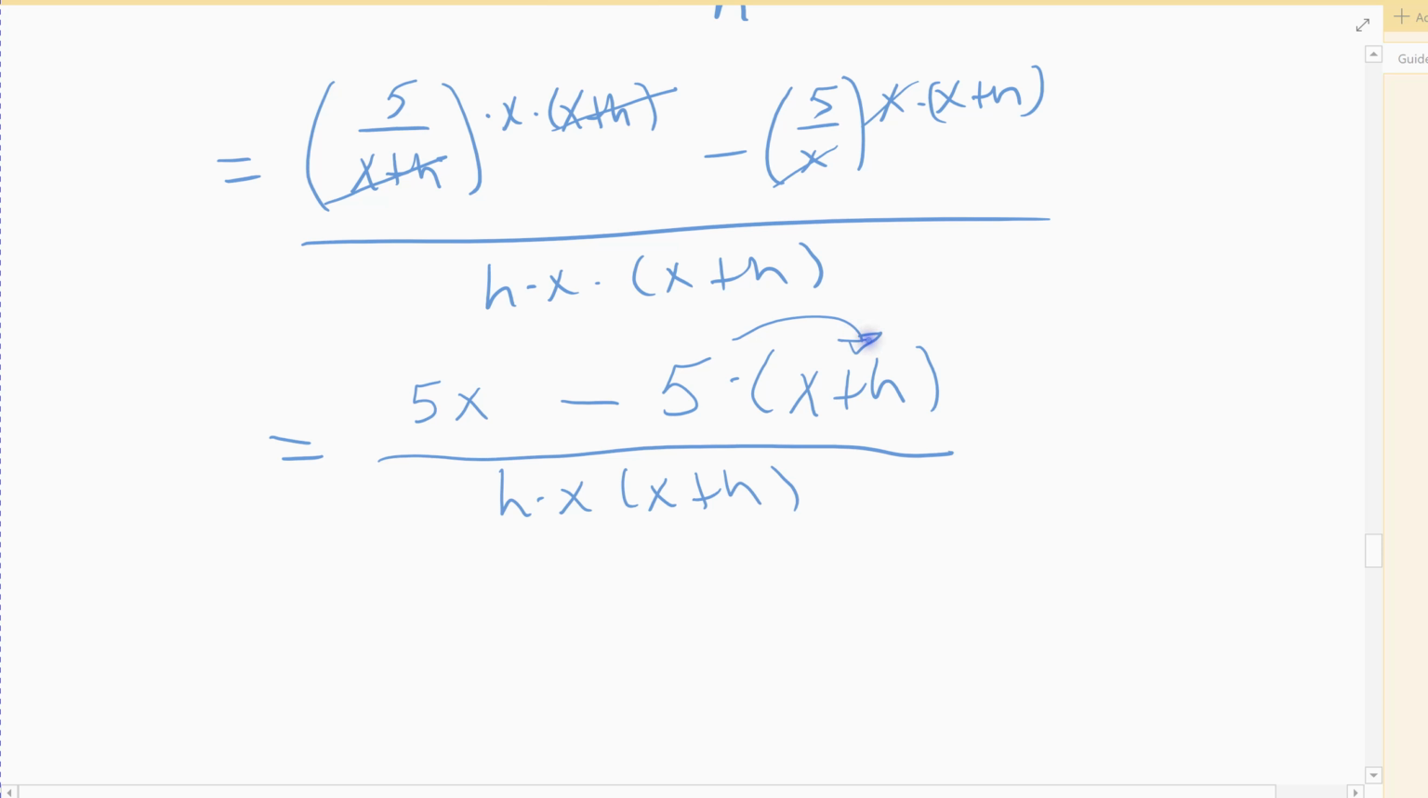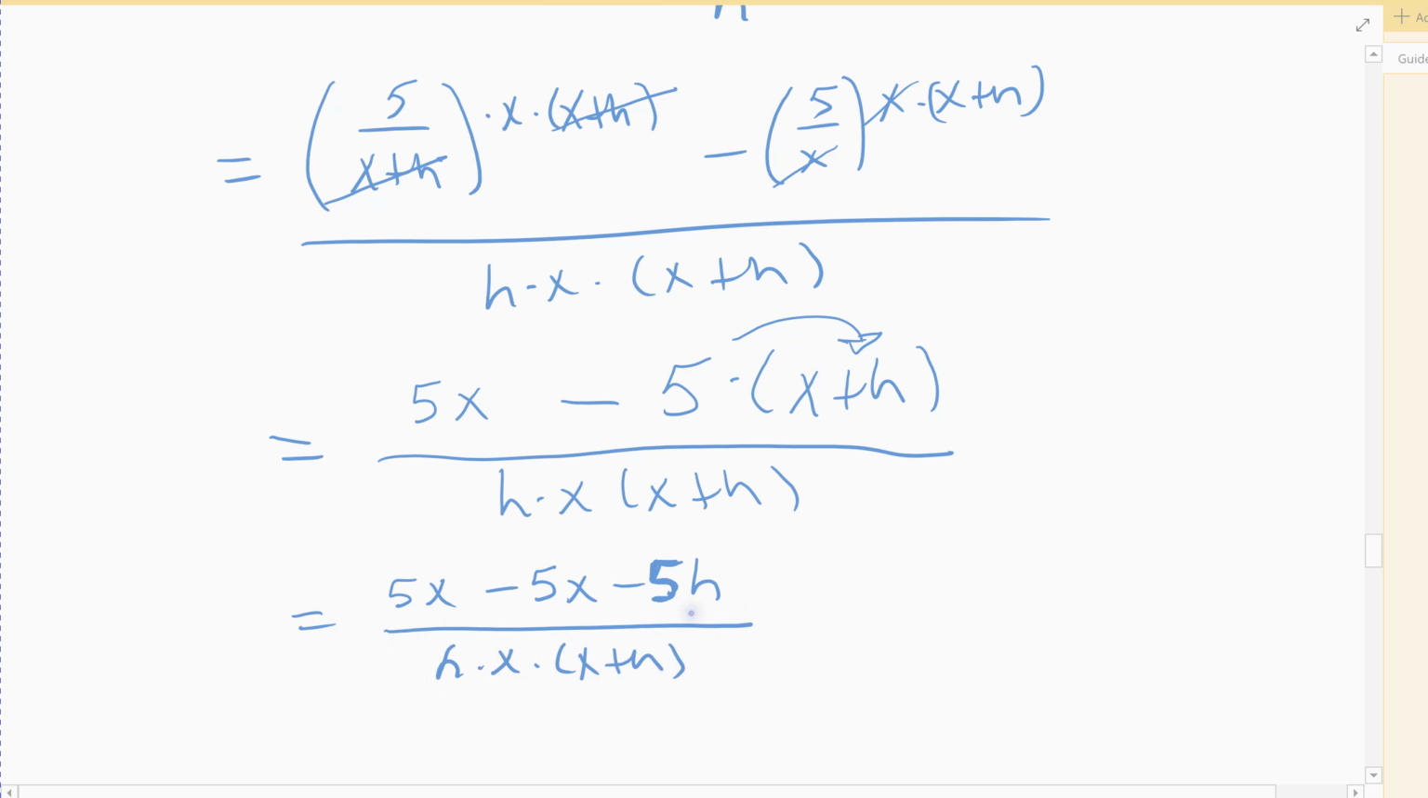It's important that you need parentheses because that negative 5, it's important that it's negative, needs to distribute. So I've got 5x minus 5x minus 5h. And if a student's going to make a mistake, the most common mistake I see on this is they forget to distribute the negative 5 here, and they just write h. You've got to remember, you multiply the whole thing by negative 5. You distribute. All right, the bottom stays the same.